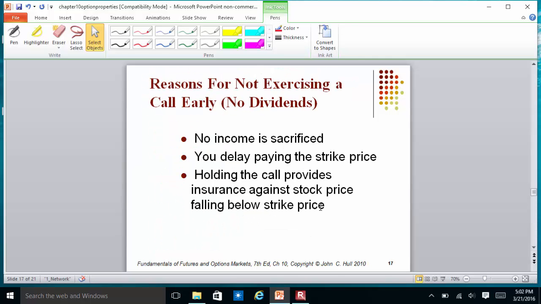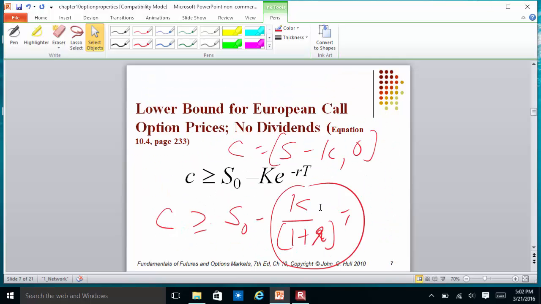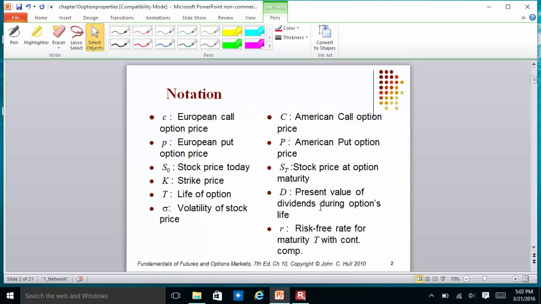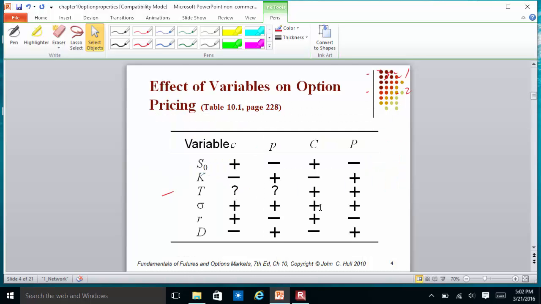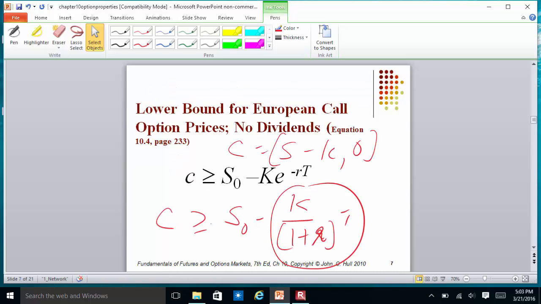Okay, so I think we want to go back and summarize the things we talked about in this chapter. The main things we talked about are the properties of stock options. We talked about the variables that affect option prices, and these are the stock price, the strike price, the time to expiration, the standard deviation, the risk-free rate, and the dividend. So there's a very high chance you get some short questions based on that. How are call prices affected, and how are put prices affected?